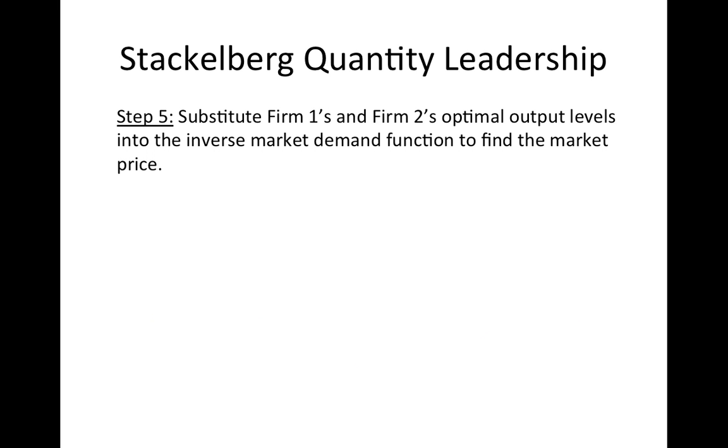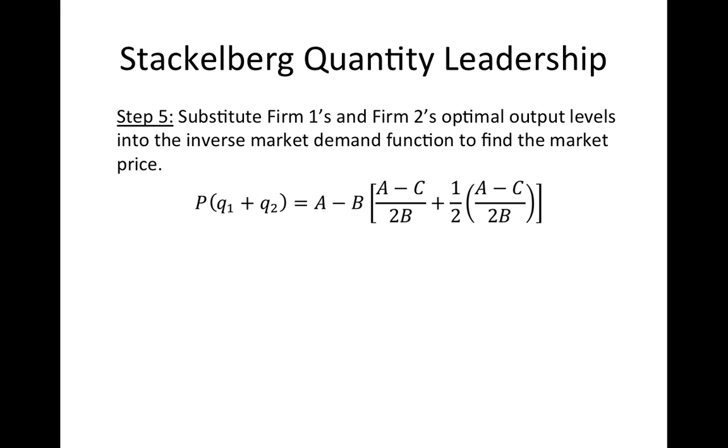The final step in solving this problem is to substitute Firm 1's and Firm 2's outputs into the market inverse demand curve to find the market price. When we do this, we find that the market price will equal (A plus 3C) over 4.